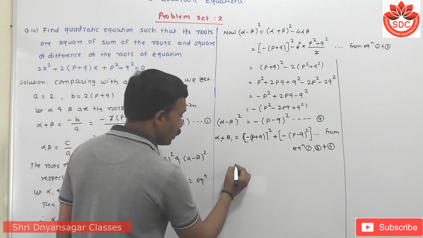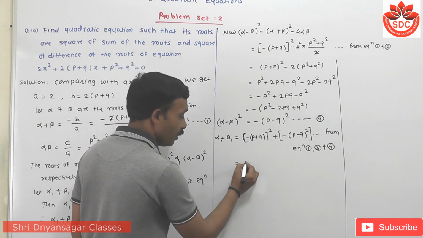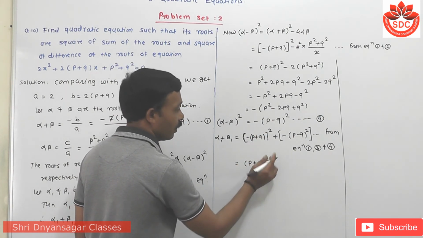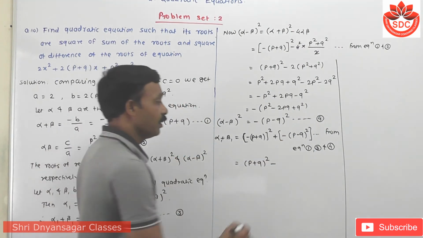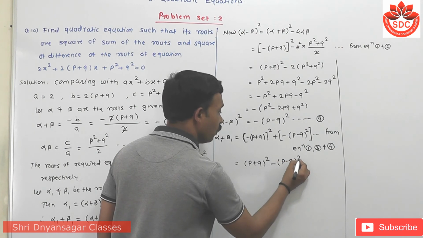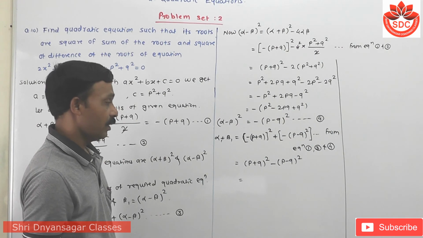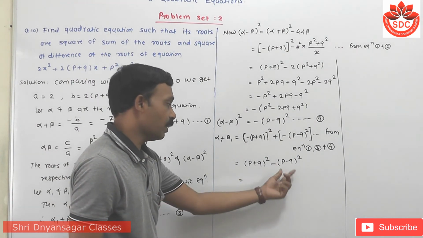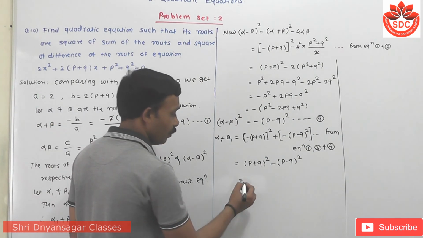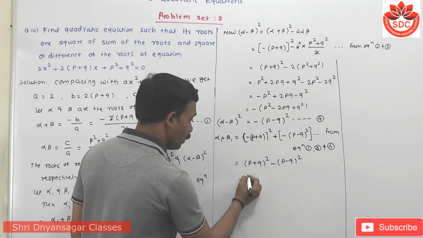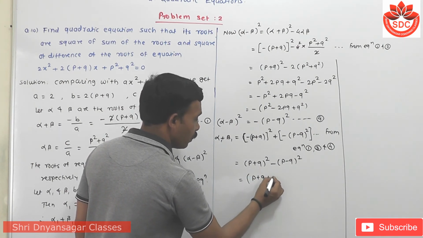Then the squaring of this bracket is equal to (p plus q) whole square, with the minus converted to plus because of the square. Here it is plus minus minus, look carefully, plus minus minus. Then this one is (p minus q) whole square. By using the identity a square minus b square, you have to take a plus b and a minus b also. Here it is p plus q plus p minus q.